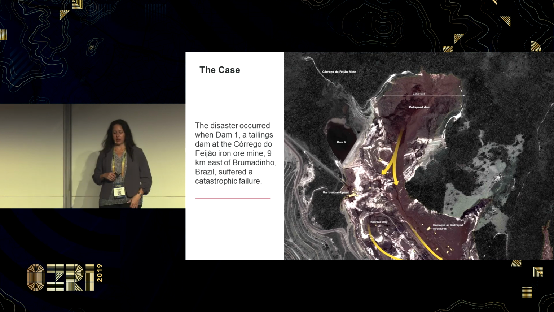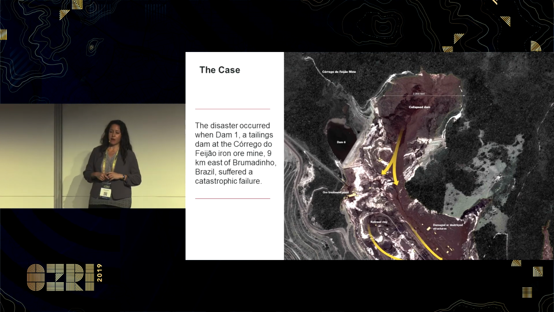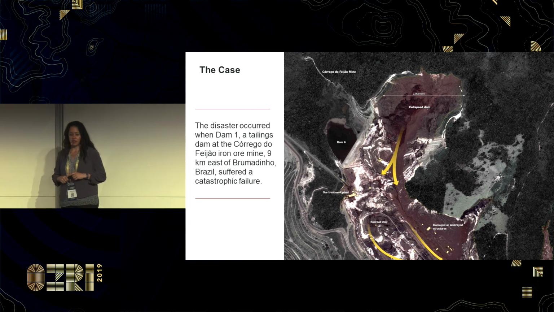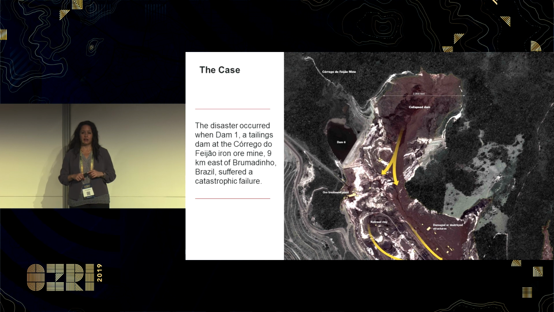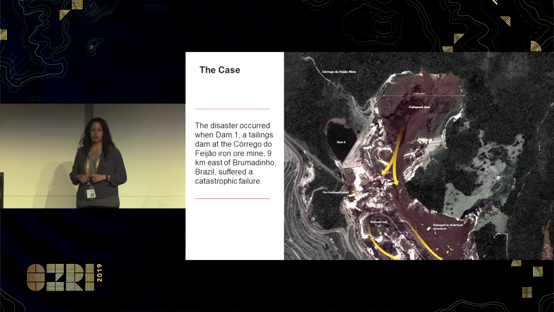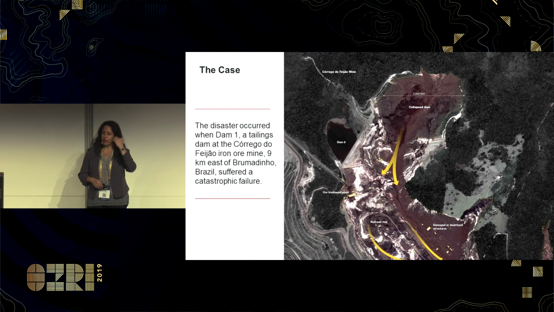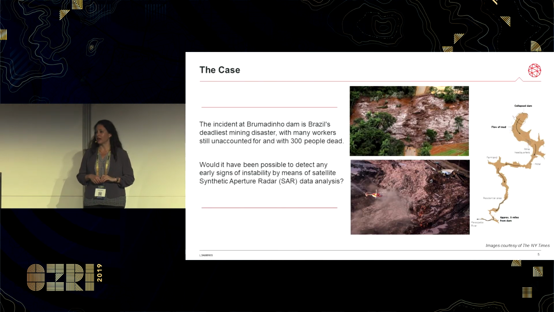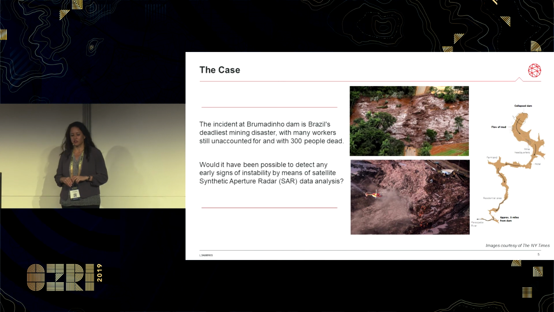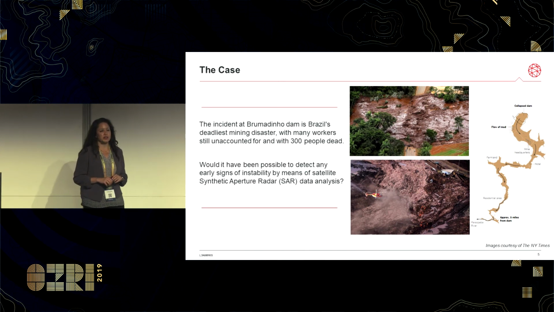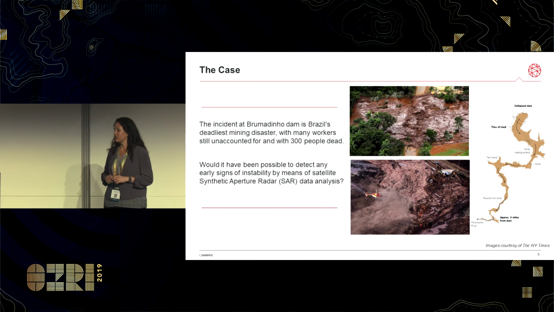This disaster occurred in Dam 1, the tailings dam in that location in Brazil. When it occurred, 12 million cubic meters of tailings were released. You can think about the catastrophic events and all that toxic material running downstream. This incident was Brazil's deadliest mining disaster. Many workers were still unaccounted for, and at the time of the disaster, 300 were feared dead.